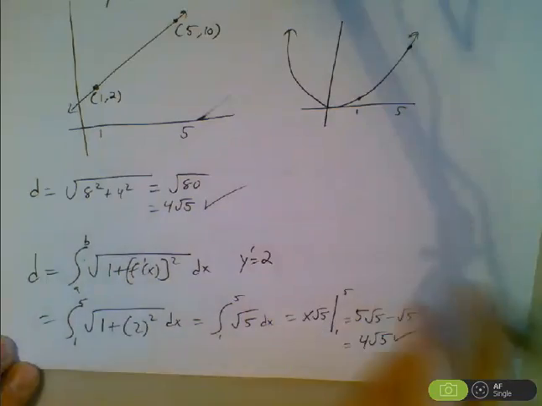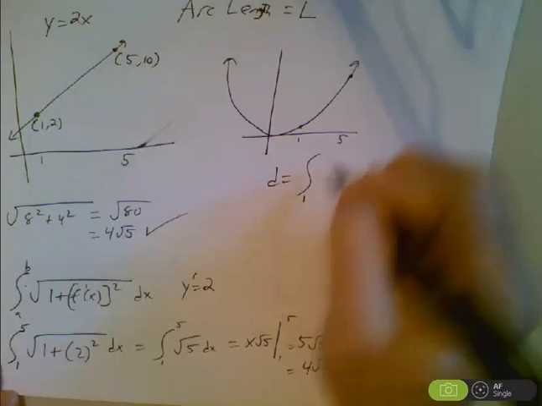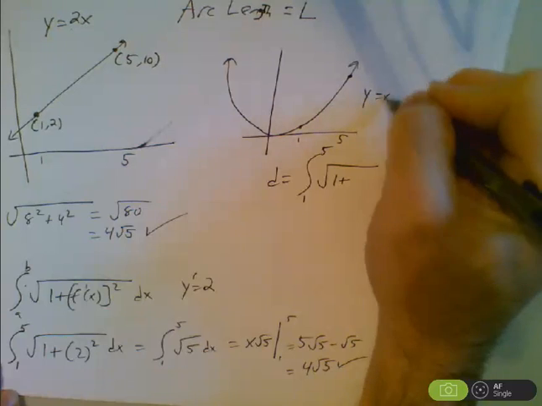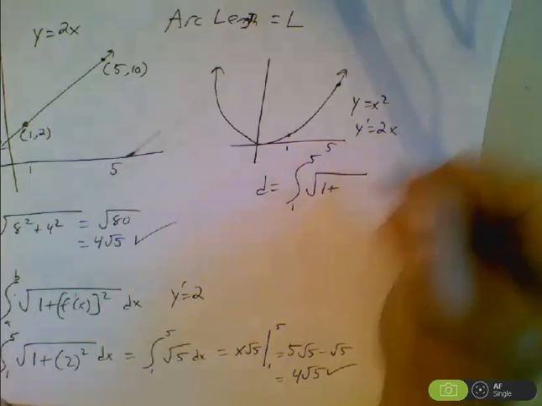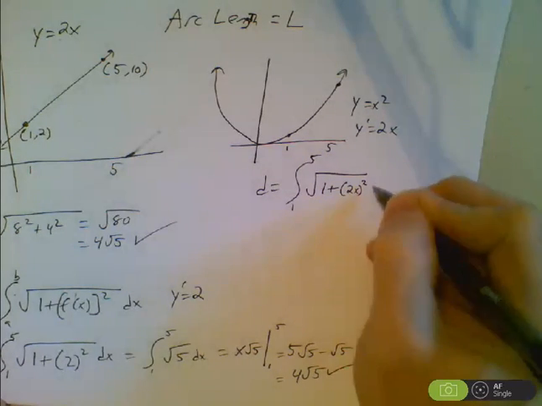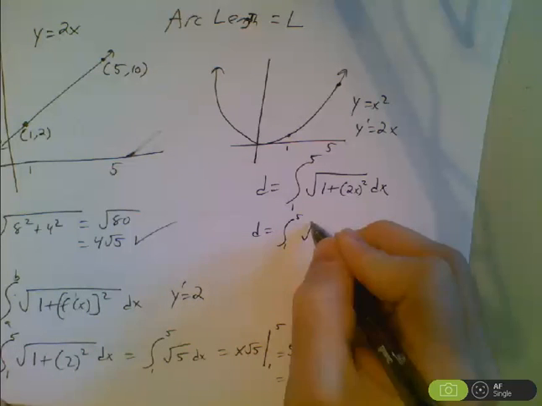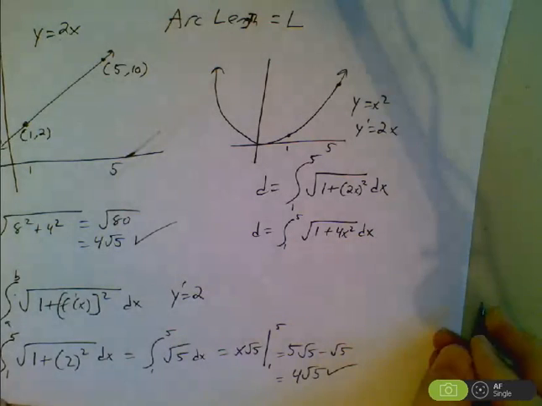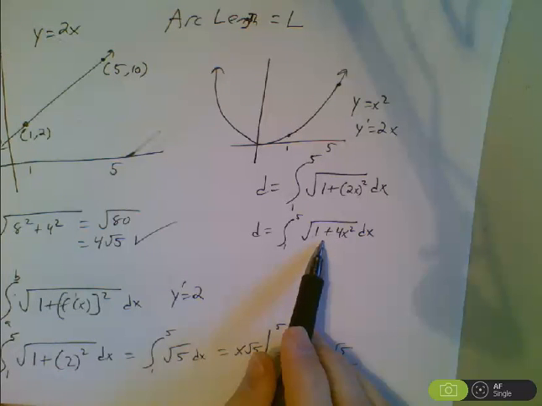Okay, let's do it on the actual curve. Well, the distance is going to be from 1 to 5 of the square root of 1 plus, this is y equals x squared, so y prime, of course, is 2x. 2x squared dx. Okay, so the distance is going to be from 1 to 5, square root of 1 plus 4x squared dx. And unfortunately, we do not have a trick for that at the moment, so we could just use our calculator to figure that out.